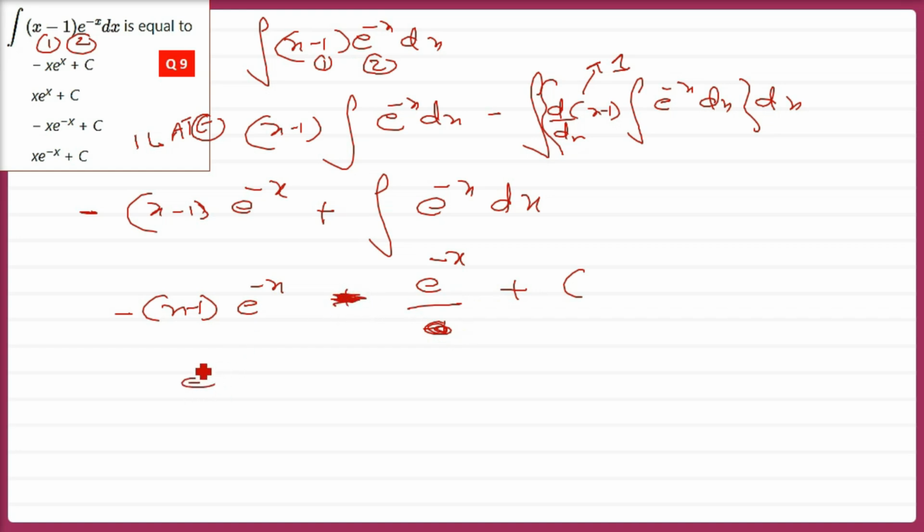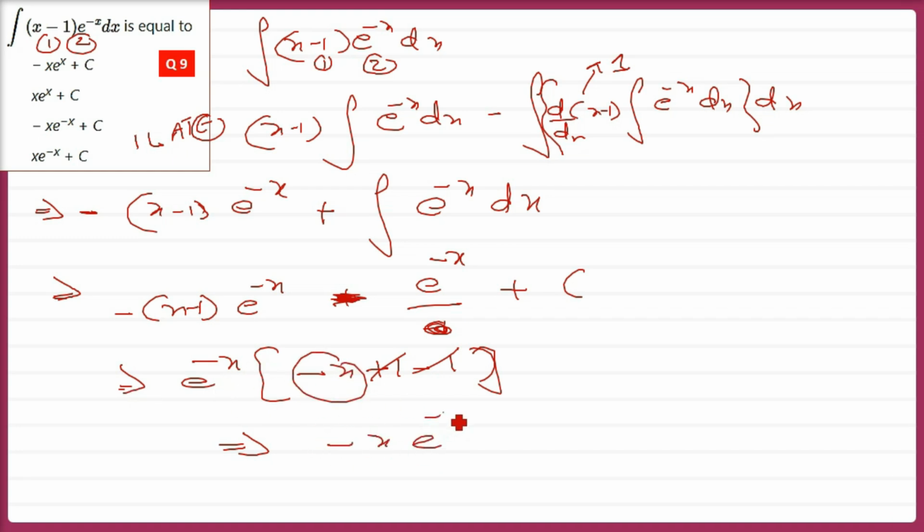So what is the final result? You can take e raised minus x common and this minus x plus 1, because you multiply minus with x minus 1, it will be negative x plus 1 and then it will be a negative 1 also inside. 1 gets cancelled, only negative x will remain. So the final result will be negative x into e raised minus x plus a constant of integration. So let me write it here. You can just see now which one of these options is matching. So negative x into e raised minus x is matching here. And that's your final answer.